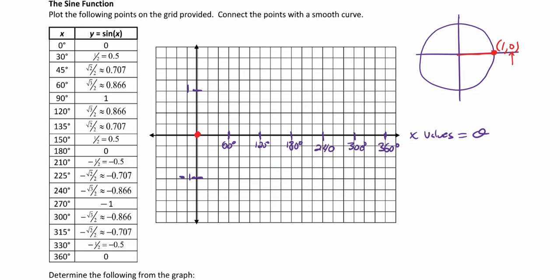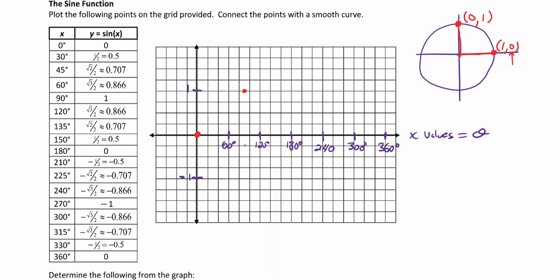Okay? And then I'm just going to do the main points here, and we'll kind of fill it in. At 90 degrees, right, at that point, now I'm going to be at the point (0, 1), right? And that's at 90 degrees. So if I go partway between 60 and 120 here, or in the middle of them, then I'm going to be all the way up at 1.